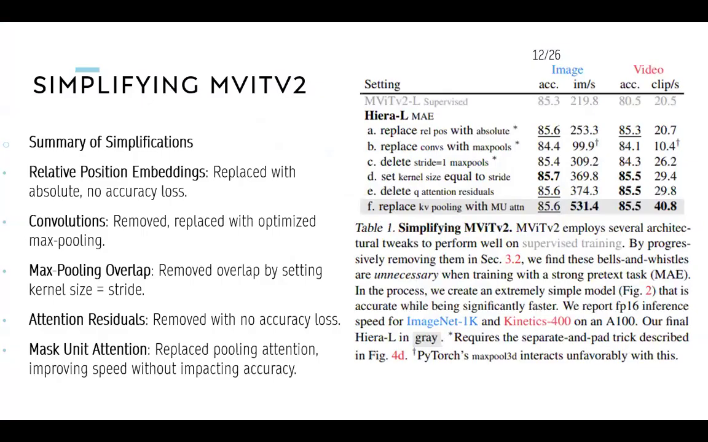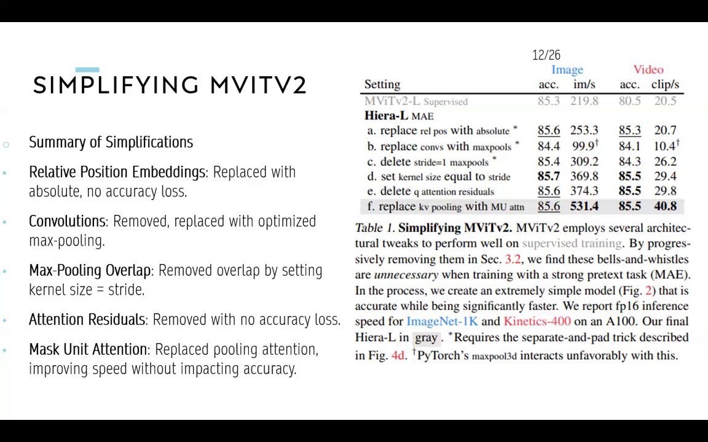Now, first, what Hiera is really composed of is that they took MViT2. MViT2 is already a hierarchical vision transformer. What they did was that they stripped it back. They were like, okay, let's take this transformer, let's strip it back of all of its components, and let's add something to it. Over here, this is just a very quick summary.